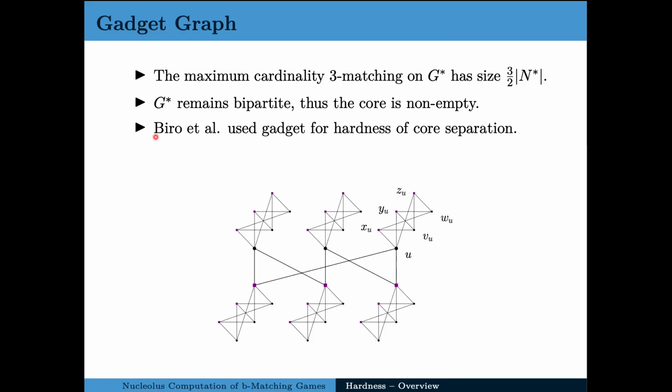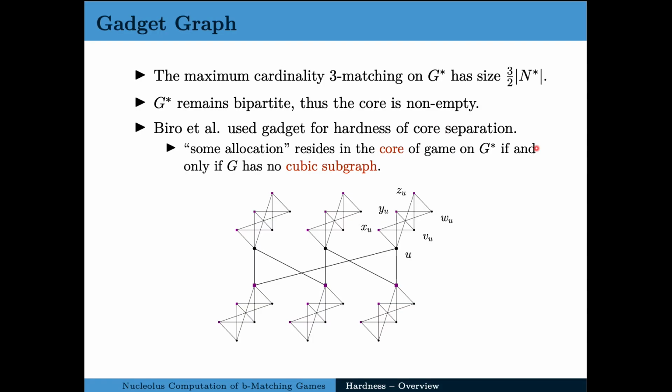We also remark that Biro and co. use the same gadget for their hardness of core separation. Their proof was that some allocation resides in the core of the b-matching game on G star if and only if G has no cubic subgraph. Our proof differs in that we're concerned about a specific allocation being equal to the nucleolus if and only if there's no 2-factor cubic subgraph.